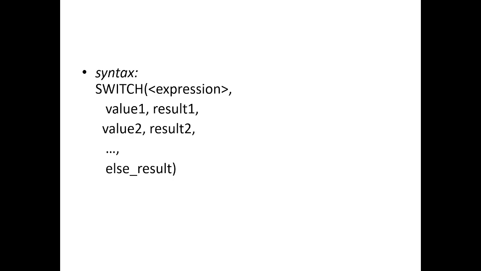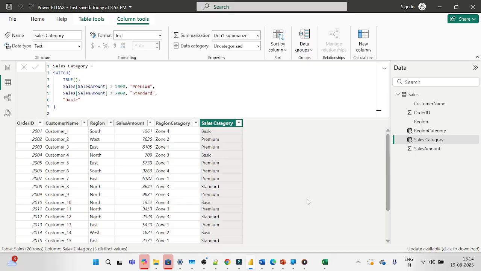SWITCH(expression, value1, result1, value2, result2, and so on, else result). Got it? Let's say we have the sales table. We have the sales table with a region column, and we want to assign region codes for it. I have a table with these four columns: Order ID, customer name, region, and sales amount.